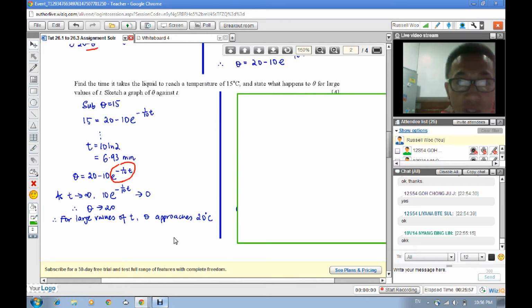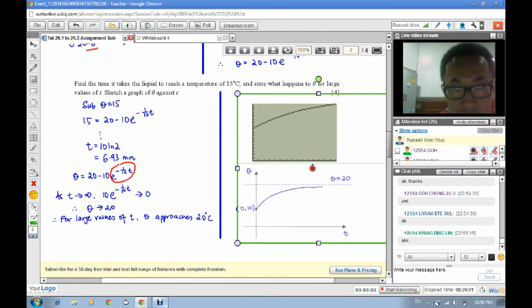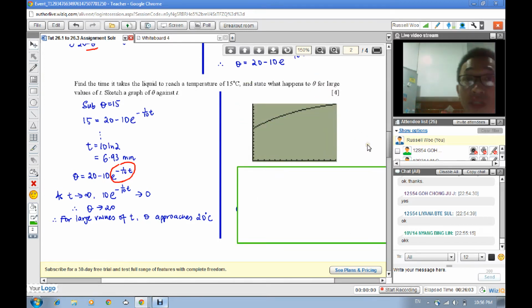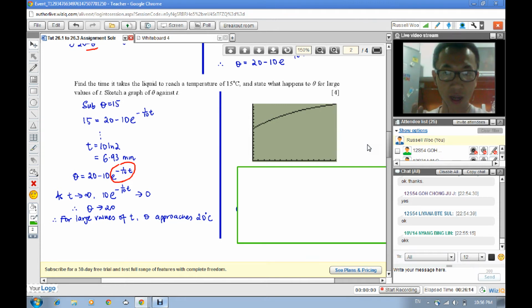Then we try and sketch theta against t. If you look at the GC, this is what you see from the GC. Don't copy it, I don't think you will copy this, you should have done it. I'm just trying to explain that you should interpret the sketch from your GC and then transfer it onto your own sketch.